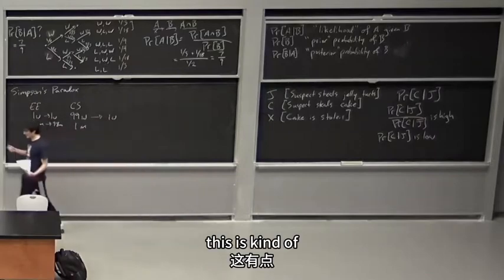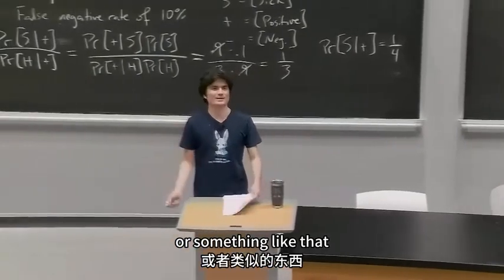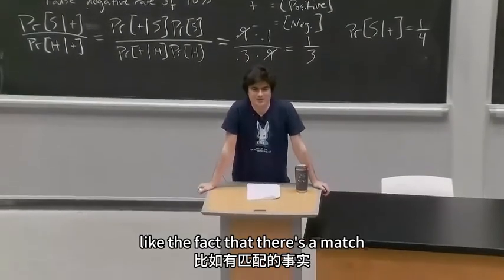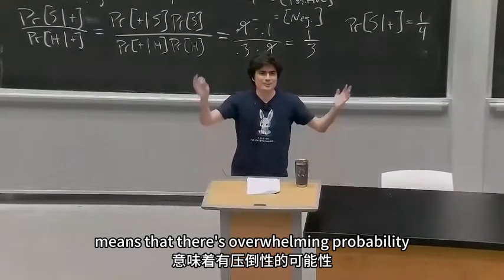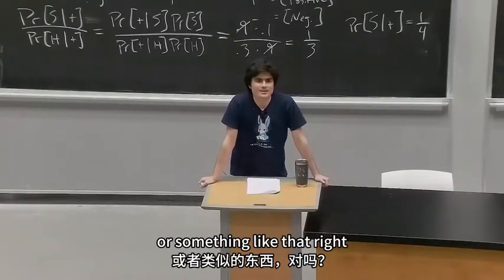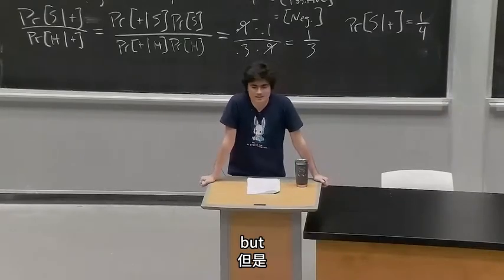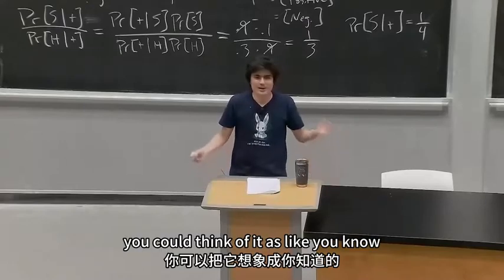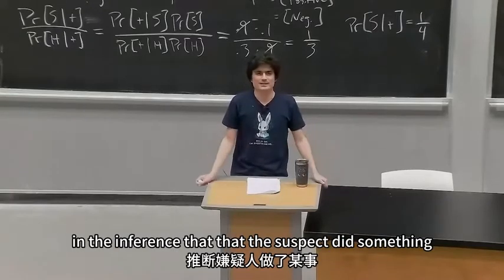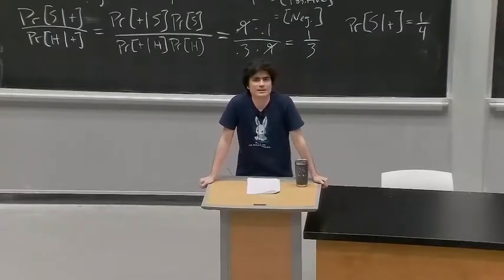So this is similar to when you present DNA evidence in court or something like that. The fact that there's a match means that there's an overwhelming probability that the suspect was at the crime scene or something like that, right? So you do still talk about probabilities, but you could think of it as how confident are you in the inference that the suspect did something? Does that make sense?